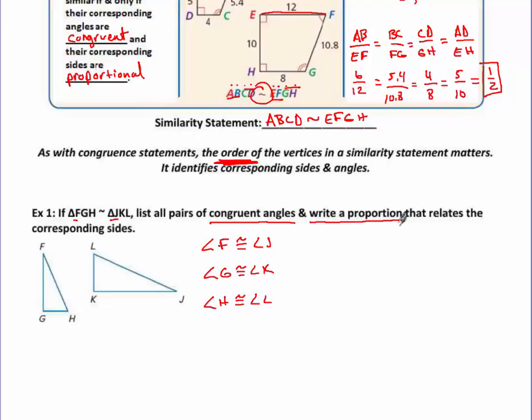Now write a proportion that relates the corresponding sides. So I'm going to follow right along the similarity statement. Let's do FG over JK equals GH over KL, and that's equal to FH over JL. So there's my proportion that relates the corresponding sides.